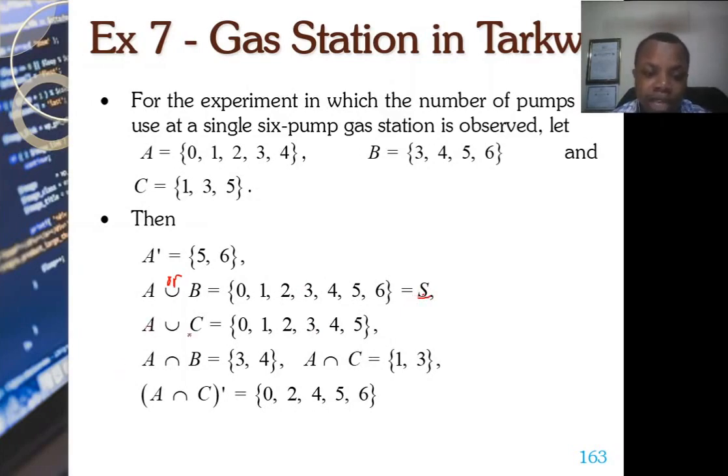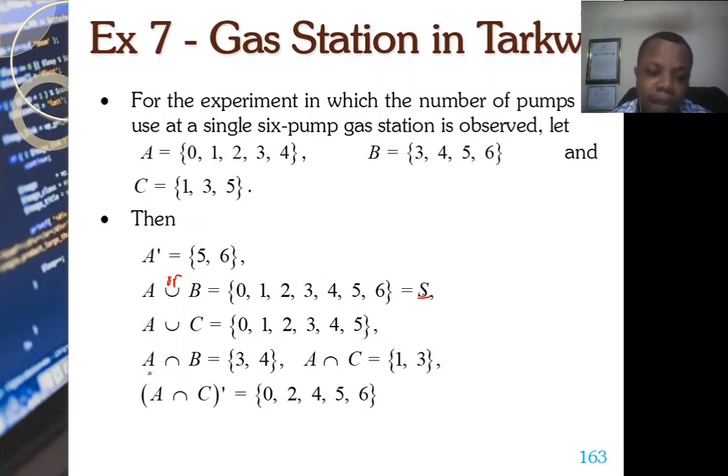Now let's look at A union C. That is the combination of event A and event C. So we do have 0, we do have 1, we do have 2, we do have 3, we do have 4, we do have 5, but we do not have 6. So A union C is going to start from 0 up to 5.